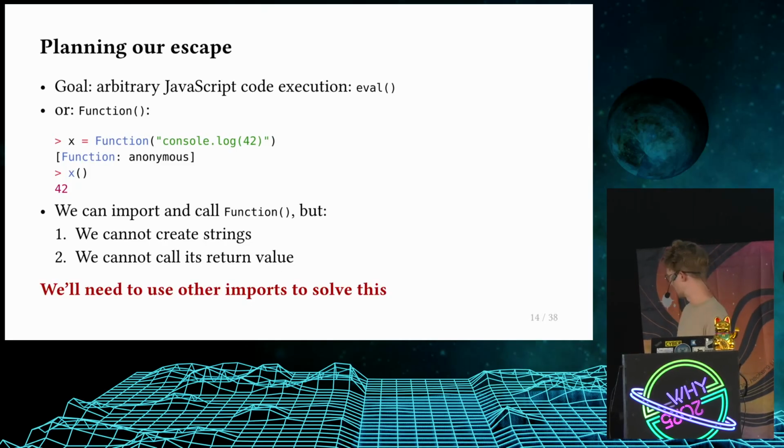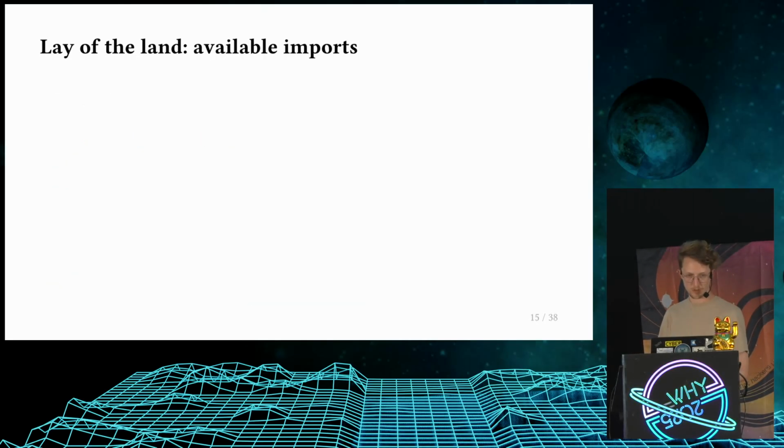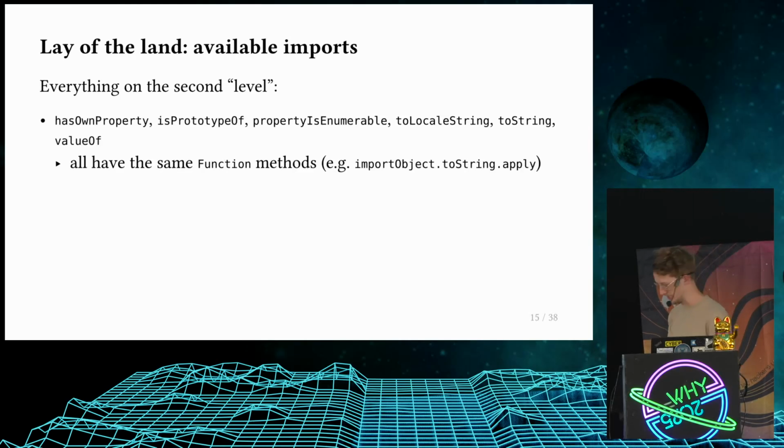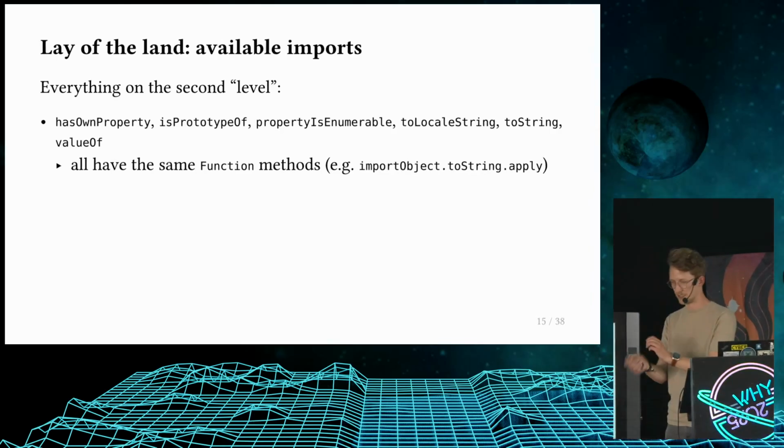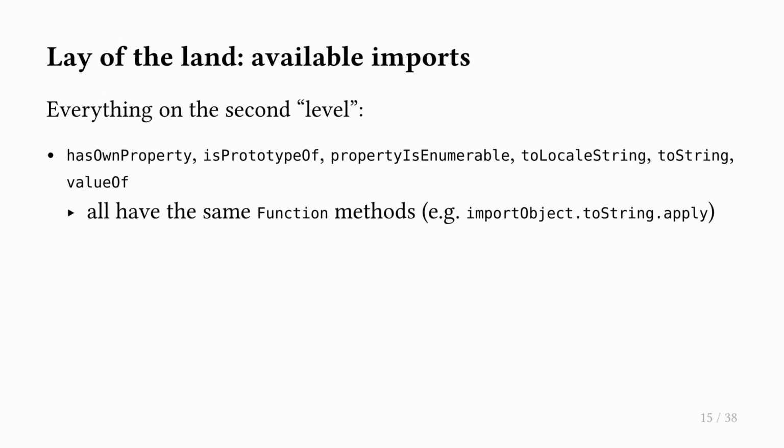And the only way to do that is to import more stuff. So let's get a lay of the land of everything that we can import. So basically everything we care about is on the second level, right? As I said, you have the namespace, and then the actual imports are properties of those. So we look at all the properties we have, and then we care about their properties. So all of these properties, like hasOwnProperty, isPrototypeOf, etc. And these are all just functions, methods. So they all have the same properties, which are the ones they inherit from the function prototype. This stuff is a bit confusing. If it doesn't make full sense, don't worry.